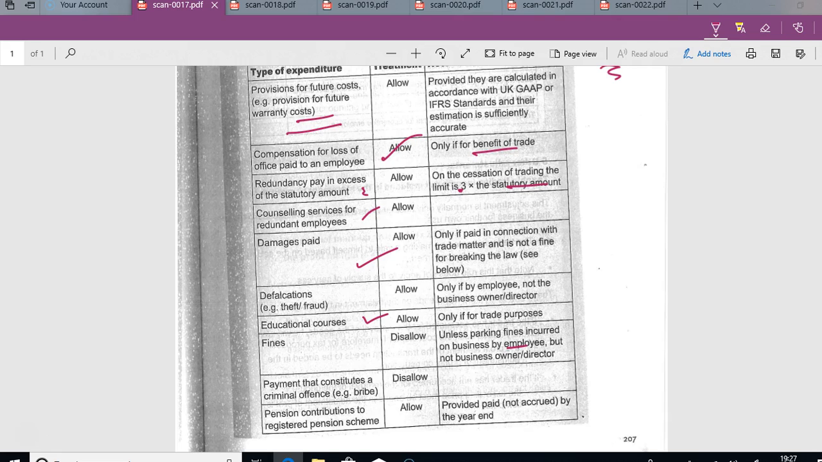This always creates some kind of debate, but it has to be for the purposes of what you're doing for trade. So maybe courses, if you were a technician or a plumber, if you're taking those courses, yes, those can be put through trading costs. Of course, pension contributions, of the registered pension scheme, well, yes, that makes sense. And of course, you can't allow bribes.